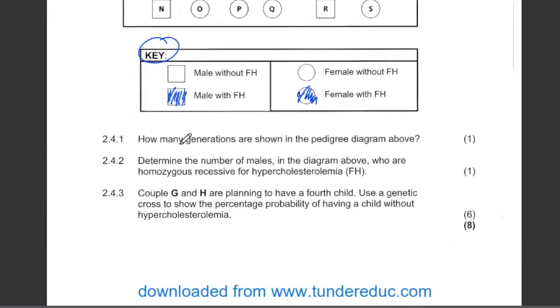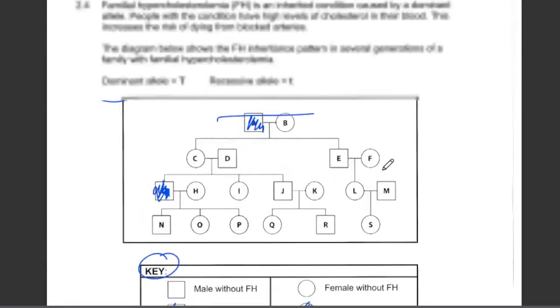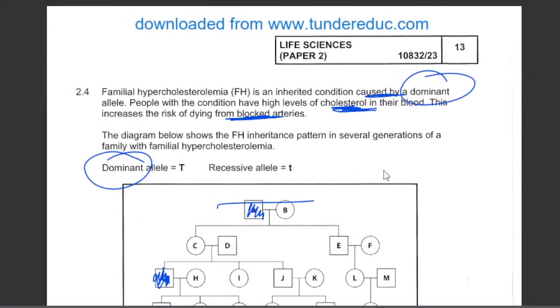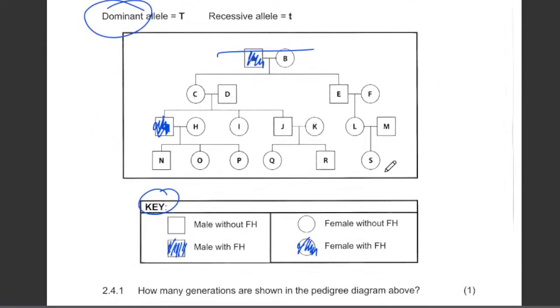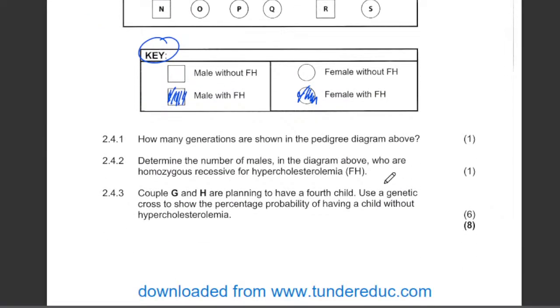How many generations are in this? We count the generations: 1, 2, 3, 4. So 4 generations. Someone is going to say no, you don't count this one. Why not count the parents? Are they in the same generation with you? Are you in the same generation with your parents? They'll say that our generation needs to be like this.